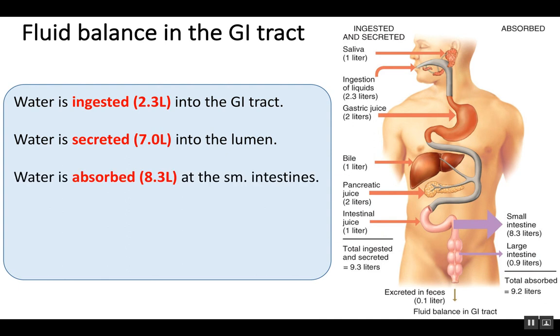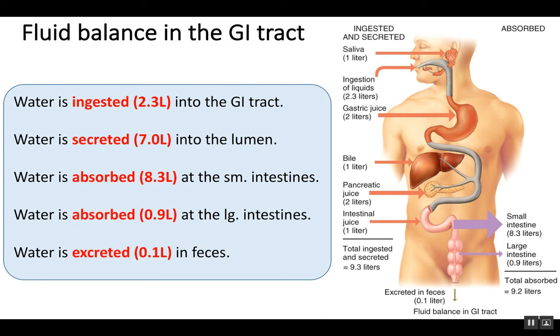Most of this occurs at your small intestine. 8.3 liters gets absorbed at your small intestine because of the high surface area. The large intestine is going to also absorb some water, about 0.9 liters, so just under 1 liter of water gets absorbed at the large intestine. And that leaves about 100 milliliters, or 0.1 liters, that actually gets excreted from the GI tract.